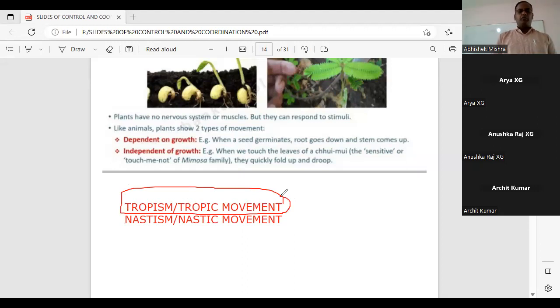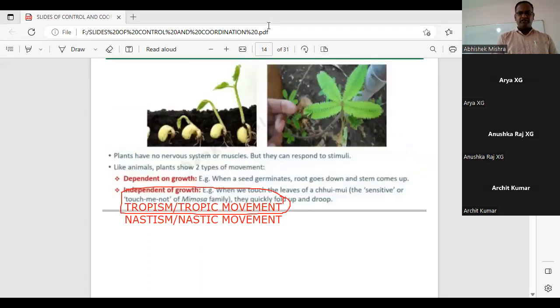For example, when a seed is germinating, you can see in this image also, which we have highlighted over here, the roots are growing towards the gravity or towards the soil. So this is directional and dependent on the growth.